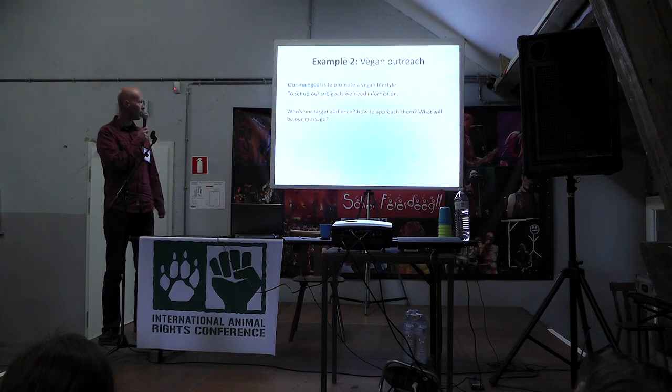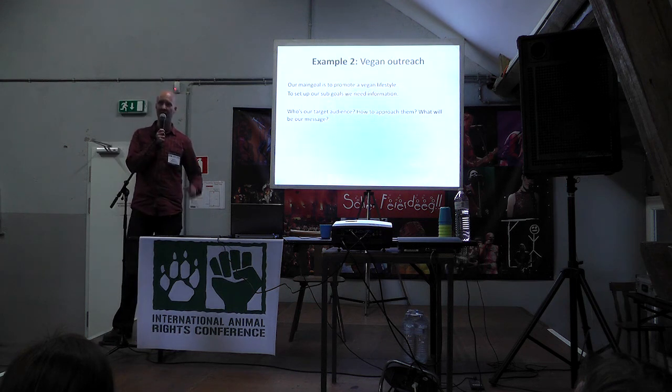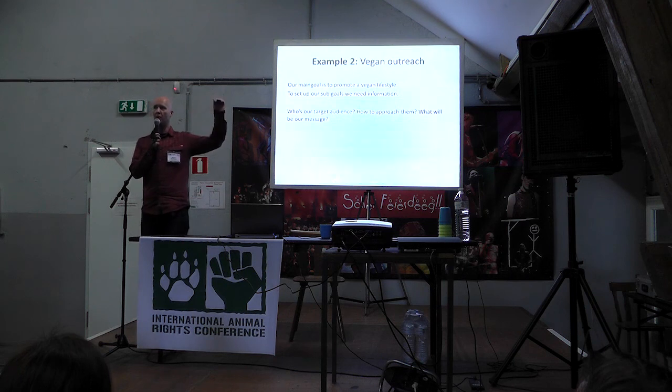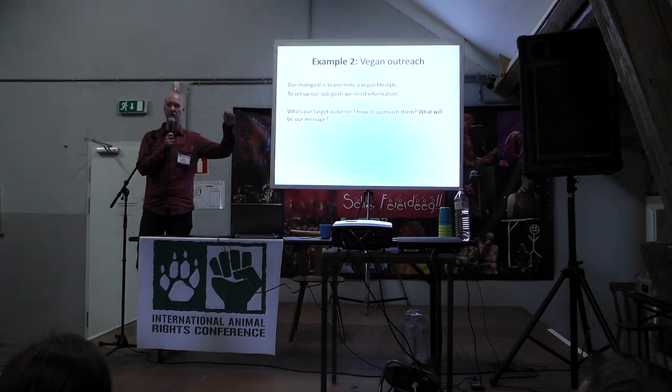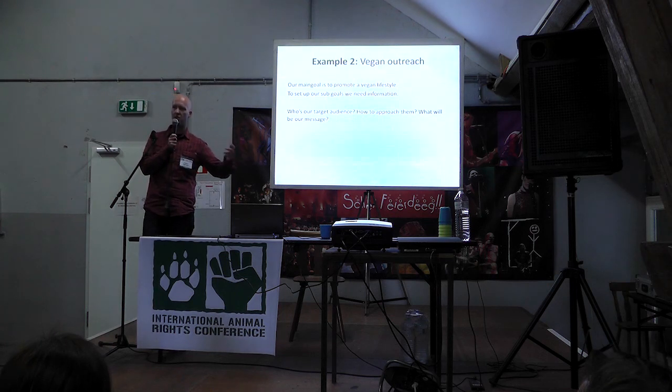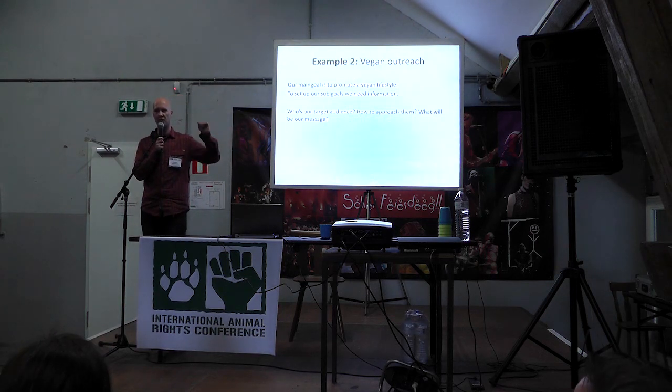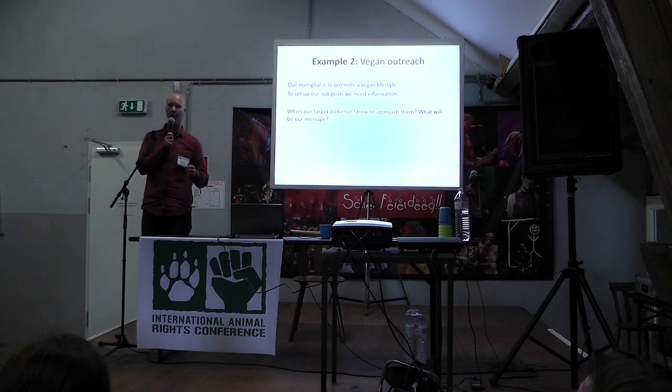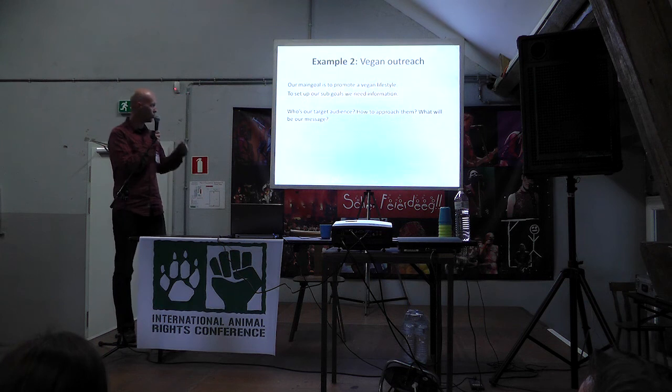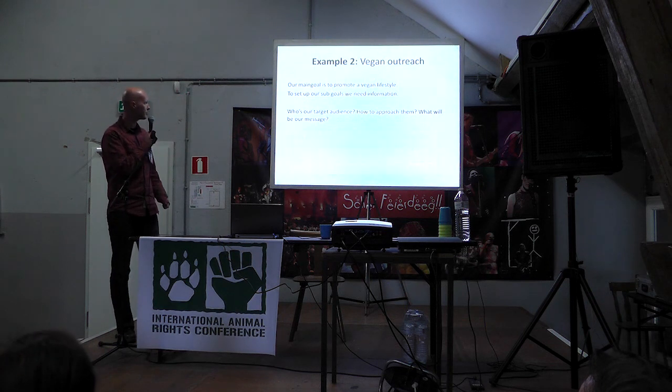Who is our target audience? How to approach them? And what will be our message? These are difficult questions to answer. So your primary goal is really vital, promoting veganism, or in our case with the Anti-Vivisection Coalition, halting animal testing. But making good sub-goals is really vital, and you need information to make a difference.